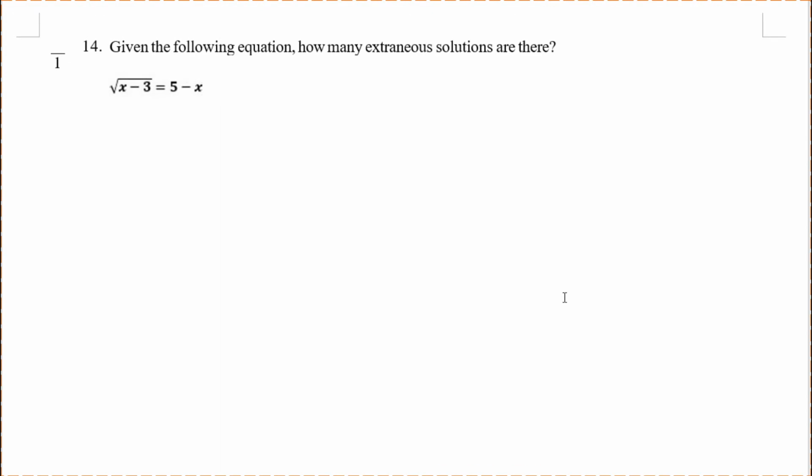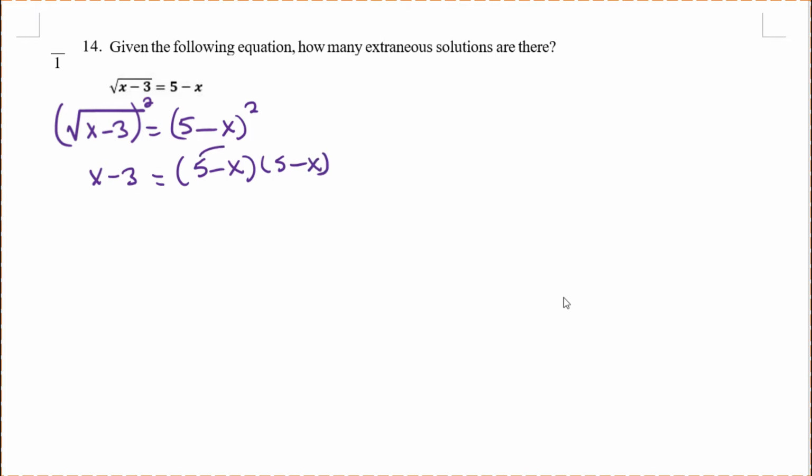All right, so given the following equation, how many extraneous solutions are there? We're going to solve this equation by squaring both sides. We've got to get rid of the square root, so square both sides. That gets rid of it. Now we have x minus 3 on the left side, and on the right we're going to have to FOIL.